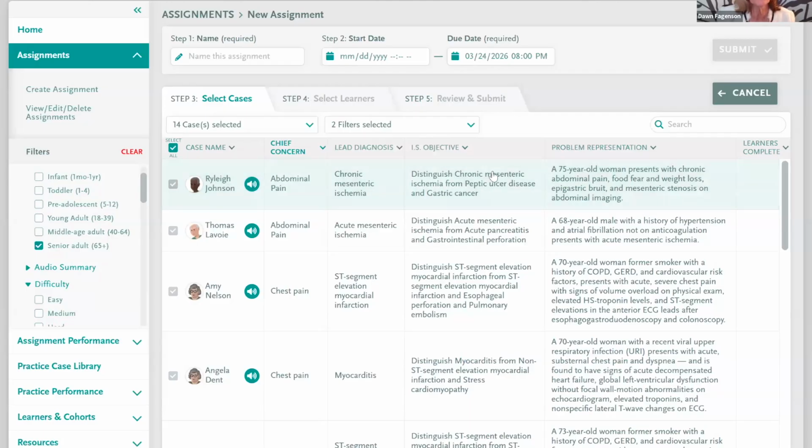So just to give you a quick overview of what you see here in the educator portal, this is the patient's name. So the case name is Riley Johnson.